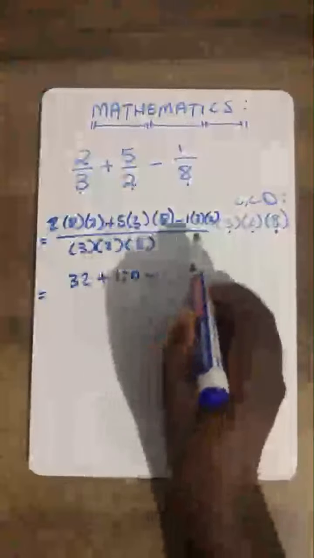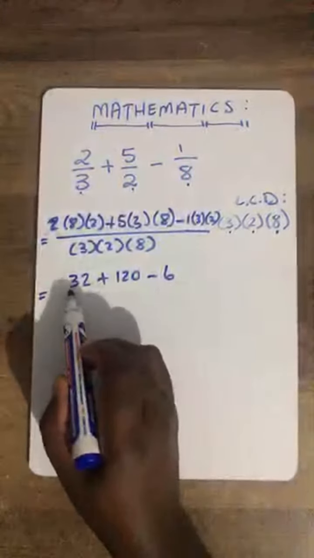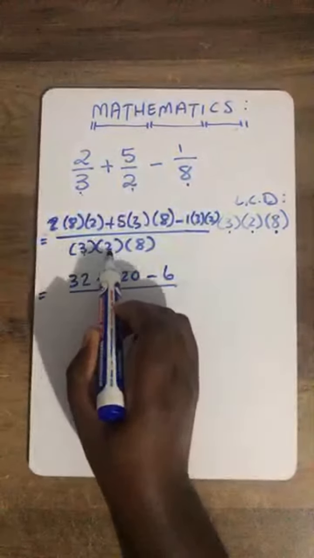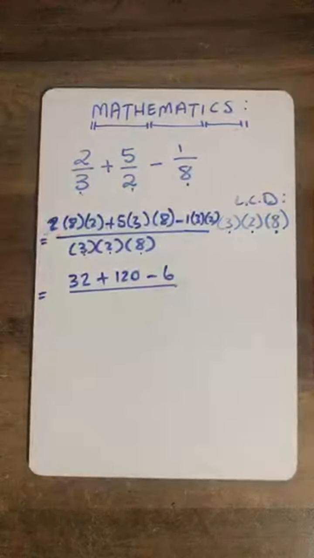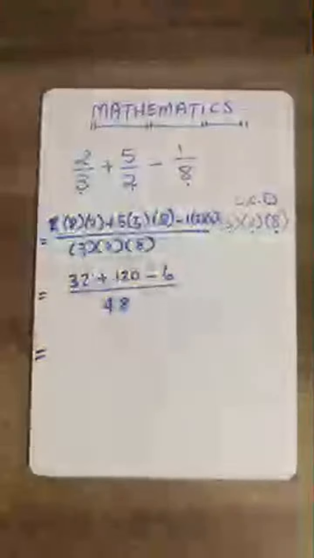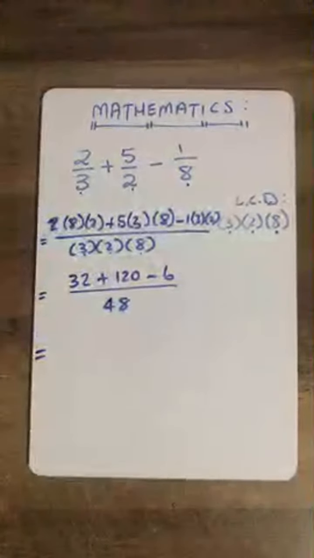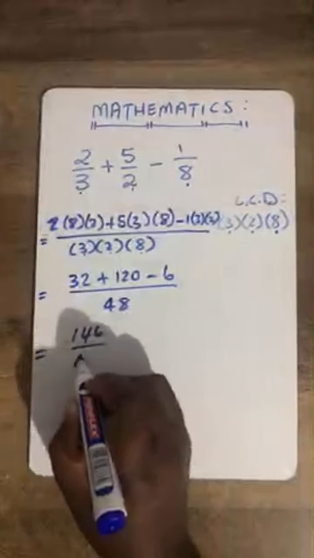And then that one is like 3 times 2, which is negative that. And then this times that times that. What is 3 times 2 times 8? That is 48. Let's see. What about 32 plus 120 minus that divided by that? Remember, guys, I'm just testing something here. I want to see if it's going to work. Minus 6, it gives 146 over 48.